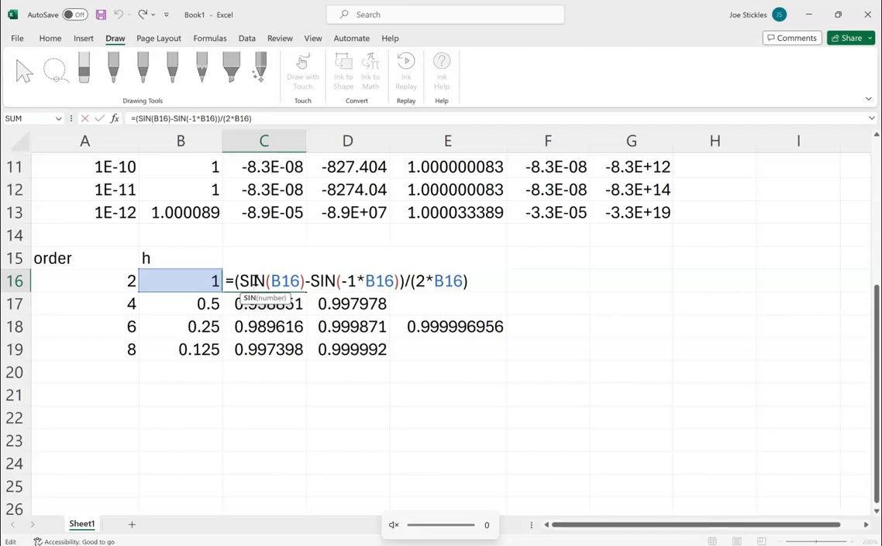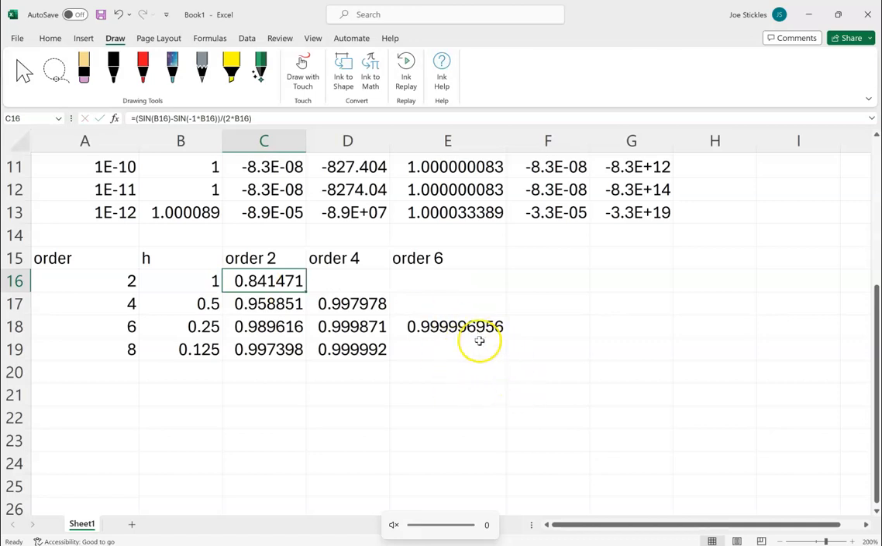Oh, I'm out of time. Holy crap. Let me just finish this off real quick, and then if you've got questions, we can talk about it. Since I'm out of time, I didn't realize it was already 10:46. Sorry about that. Copy that down.